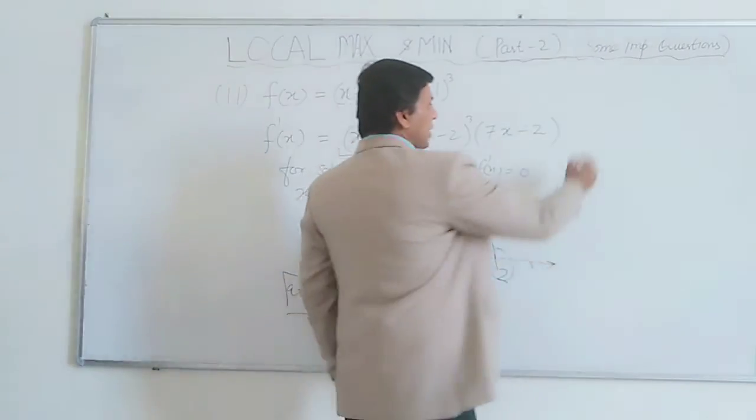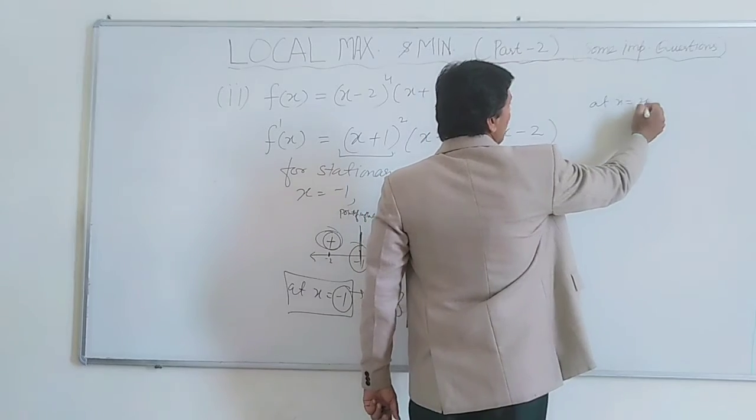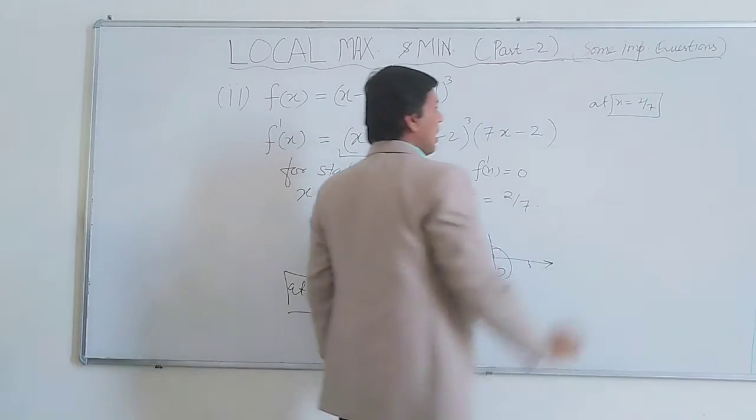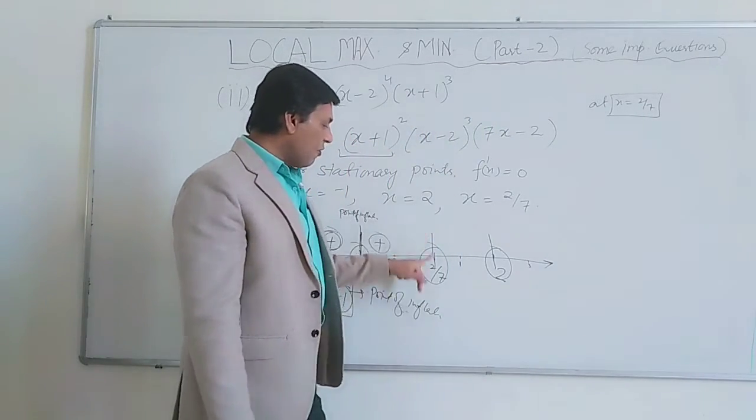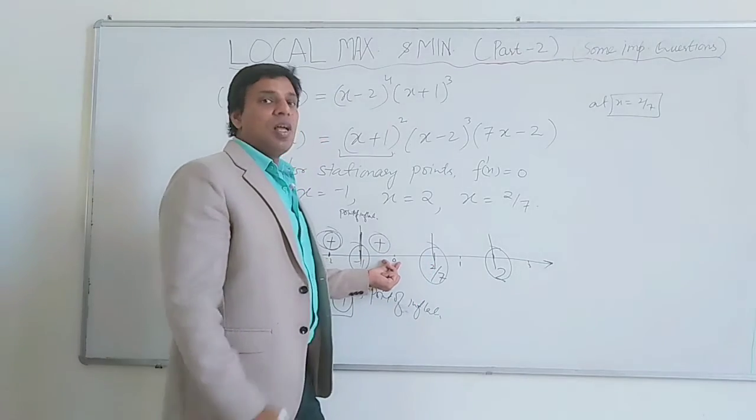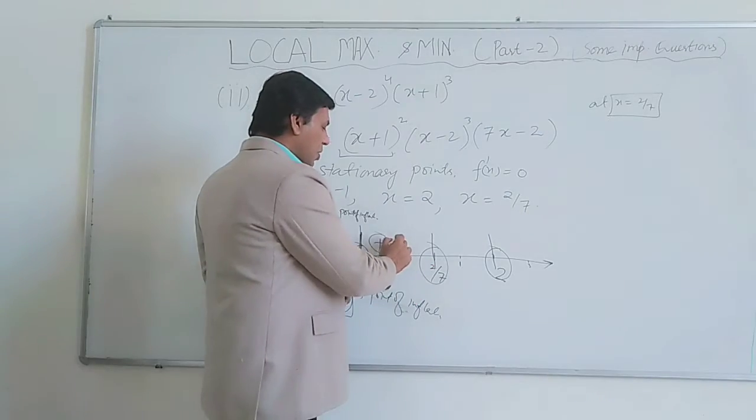Now come to the next point, that is at x equal to 2 by 7. At x equal to 2 by 7. So before 2 by 7, there is a point 0, and I have already checked the sign was positive.